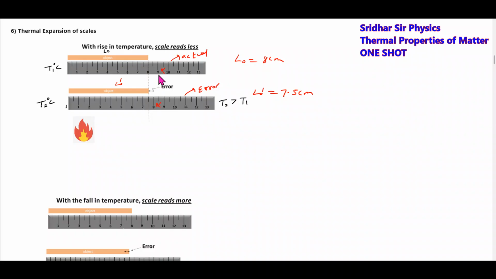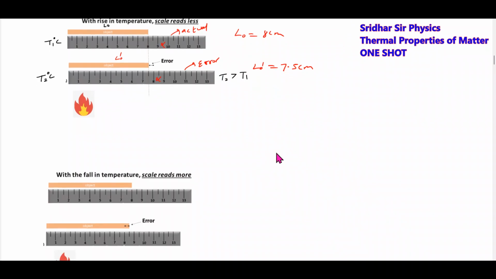Okay, fine. So this particular condition is very important. If the object does not expand and only the scale expands, then if you raise the temperature, the scale will read less. Similarly, we'll go for the fall in temperature.